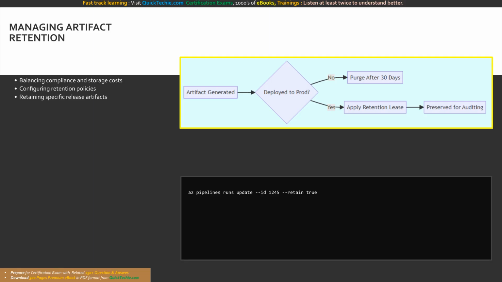This critical administrative command forcefully applies an overriding retention lease to a specific pipeline run, explicitly preventing its associated artifacts from being swept by automated garbage collection. The retention logic flow: generated artifacts are evaluated. If not deployed to production, they are aggressively purged after 30 days. Production artifacts receive leases for permanent audit preservation.